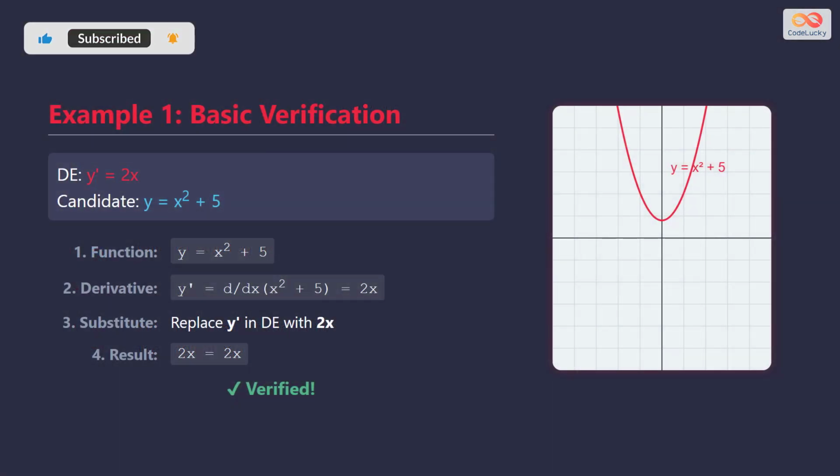Let's look at a basic example. We have the equation y prime equals 2 times x. Our candidate function is y equals x squared plus 5. We take the derivative of our function, which is 2x, and substitute it back into the equation. We get 2x equals 2x. It matches perfectly, so it is a valid solution.